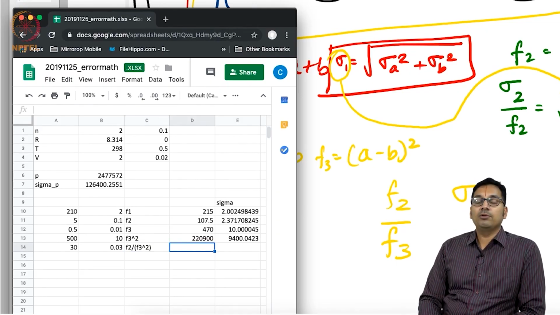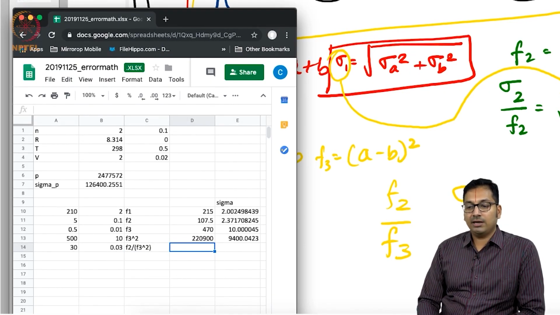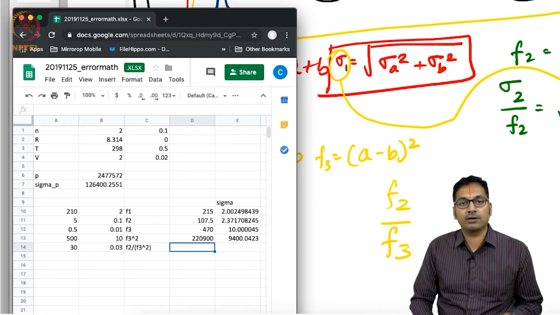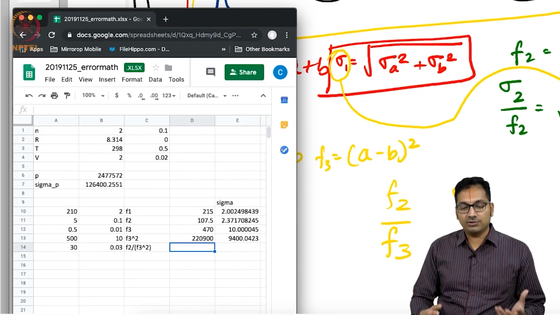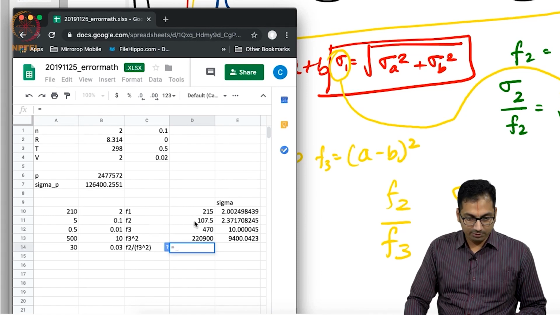The reason why we are doing this in this class is that although I gave this problem in the previous class, you should understand that doing this arithmetic by paper and pencil could get difficult. So we are making use of computers to make our process easier. So what is this going to be? This is going to be equal to f2 divided by the square of this.